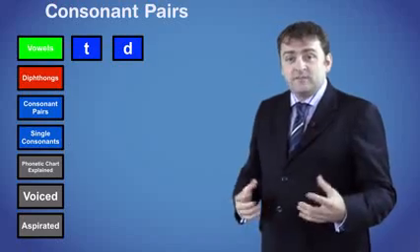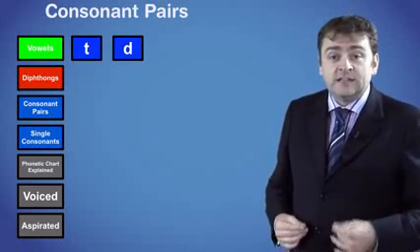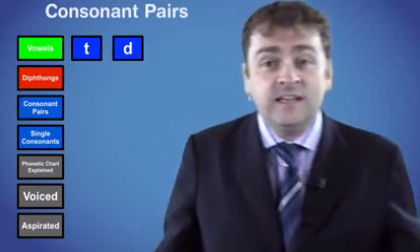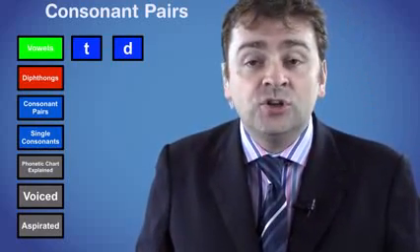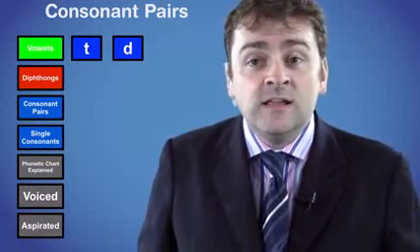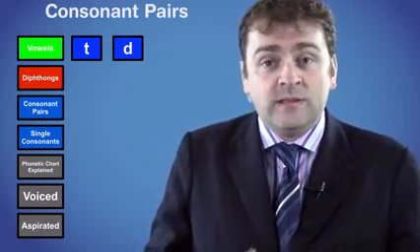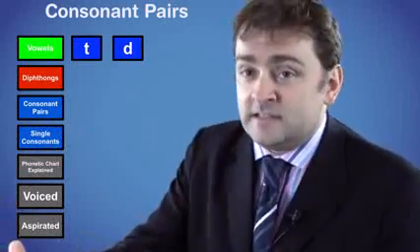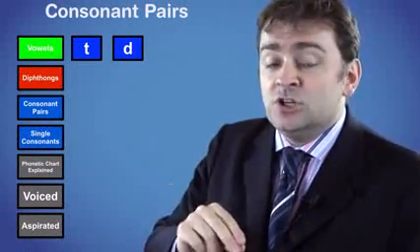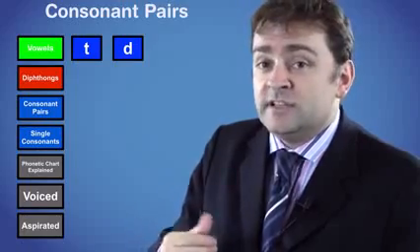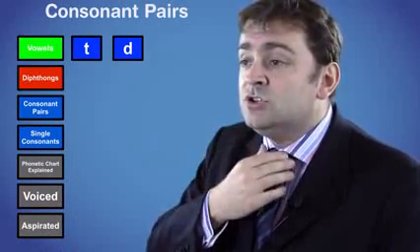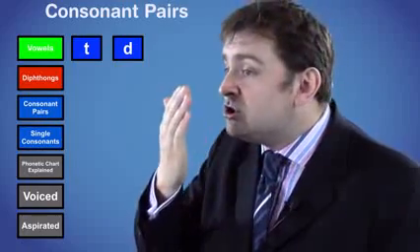The second pair of sounds is T and D. Again, if you look at my mouth, you won't see any difference between the sounds. T and D. The sounds are produced by stopping the airflow with the tongue just behind the teeth and then releasing it. But D is voiced and T is aspirated.